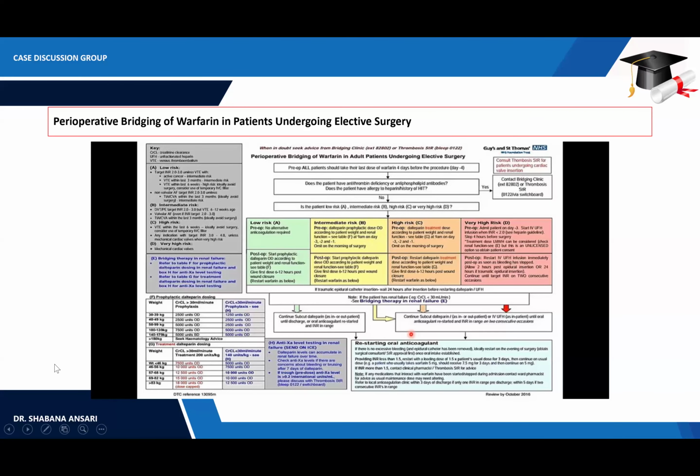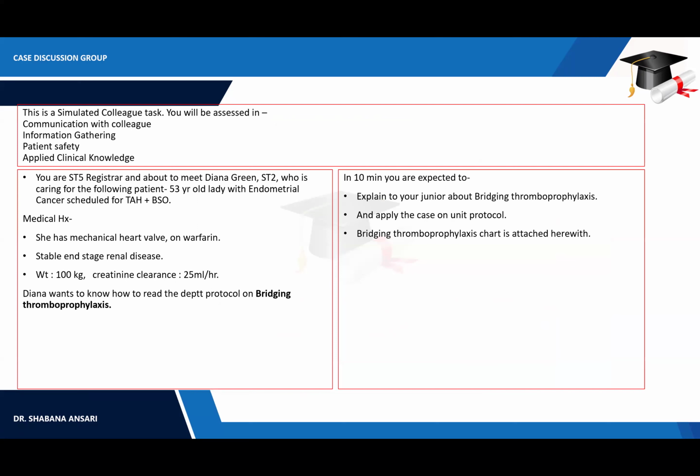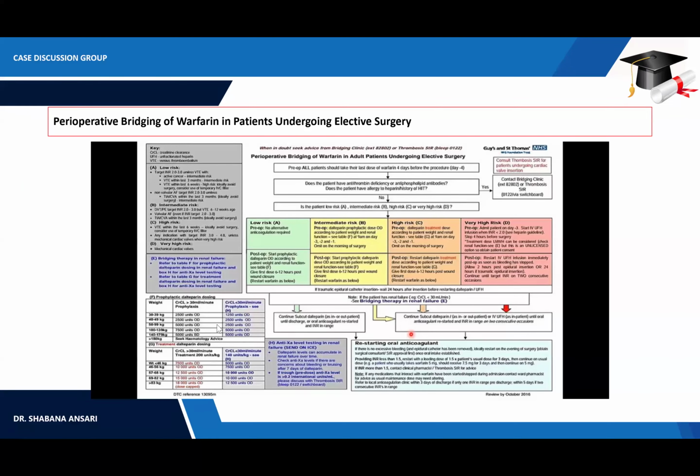Okay. So once you know the category, then you can use the chart, right? May I have the chart, please? Before doing this bridging, we should know information gathering. Information gathering means history, examination, and investigation all together.